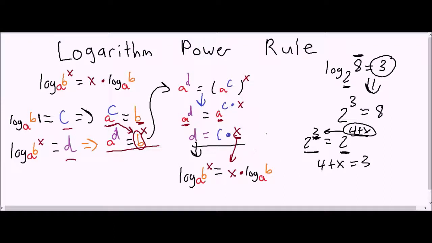Hopefully you can see how this proof will work for any numbers. We set two arbitrary equations over here for c and d. We were able to convert these logarithm equations into their exponent forms, and then through algebraic manipulation, we were able to come up with this expression.